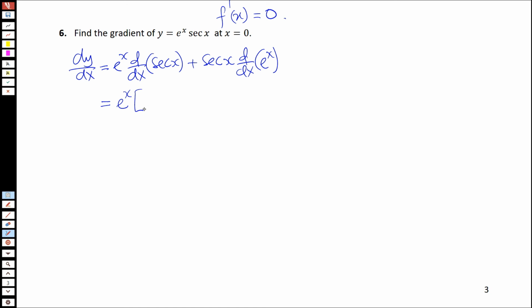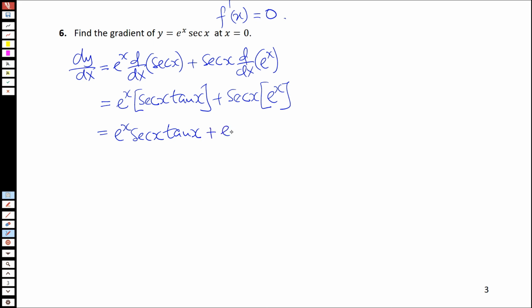So this will be e to power x multiplied by secant of x. Now the derivative of secant of x is, from the formula that I gave you earlier, equal to secant of x multiplied by tan x, and then plus secant of x multiplied by the derivative of e to power x, which is just e to power x. So basically, if you simplify this, this will be e to power x, secant of x multiplied by tan x plus e to power x, secant of x.